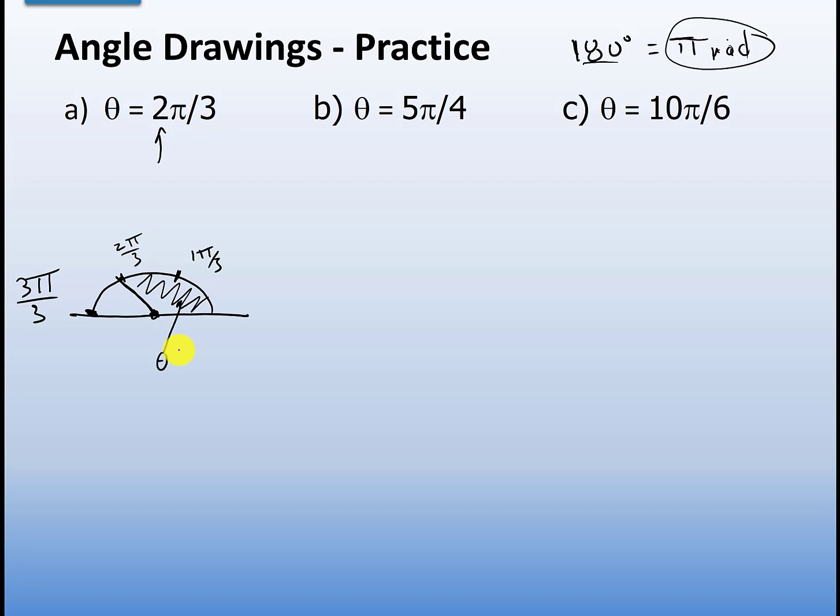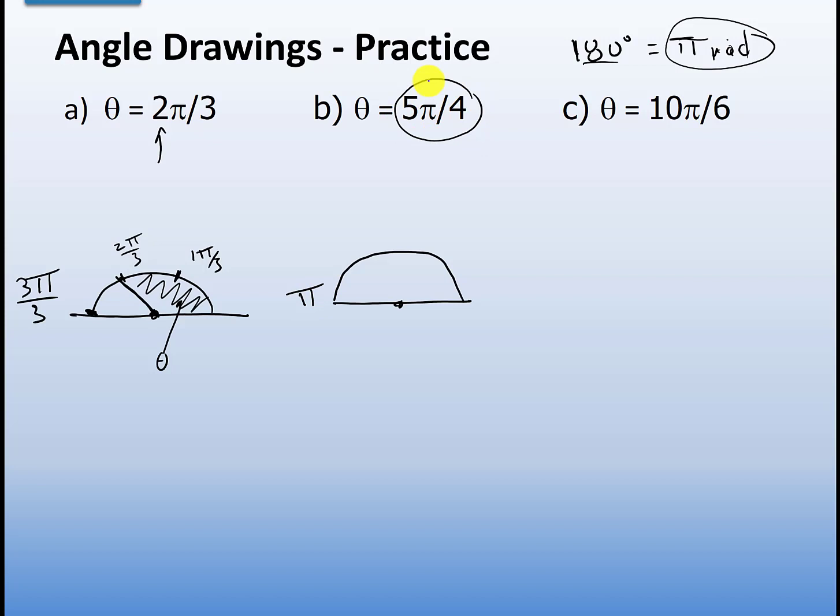Well, let's try another one. So I'm going to use the same trick again. I'm going to make my circle, draw 180 degrees, which I know is pi. And I'm trying to understand what 5 pi fourths looks like.